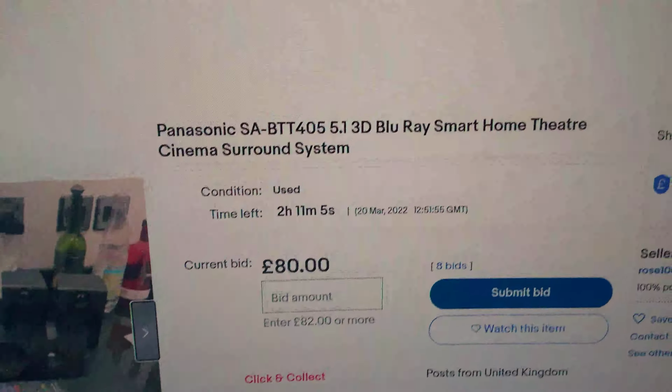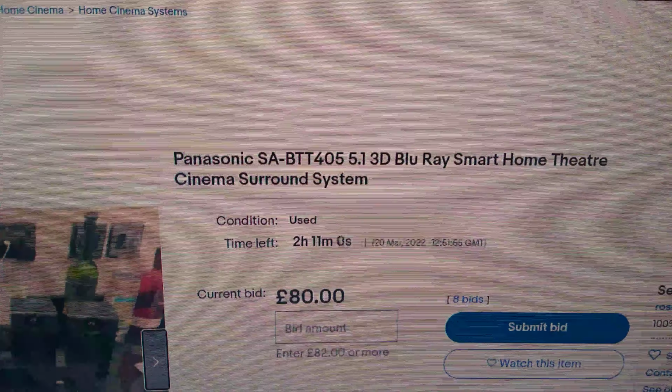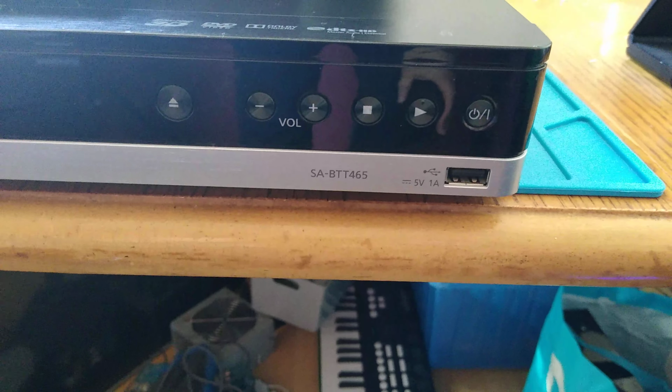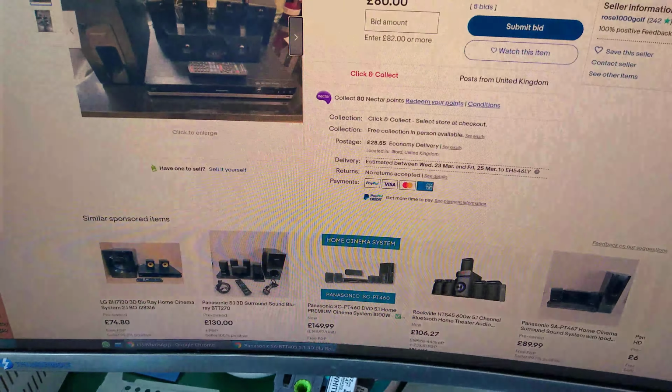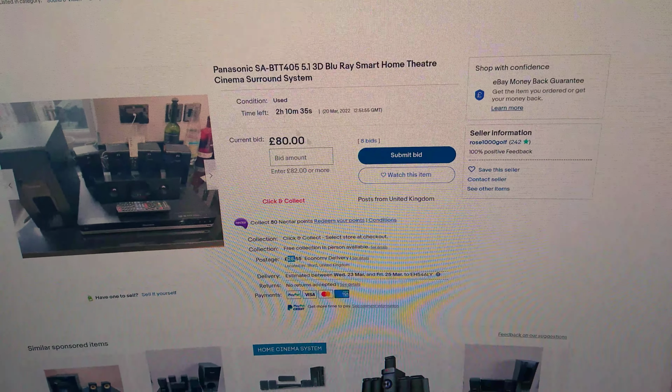I'll check if I got here. Here it's, look, 2 hours, the same model. That's Sierra Alpha BTT, yes, Bravo Tango Tango 405. So that's even the same set, with only the difference that these speakers are four small ones, whereas this one is the 465 model, which has two speakers that are the large ones, yes? So that's the only difference, and that goes for £80 plus delivery charge.